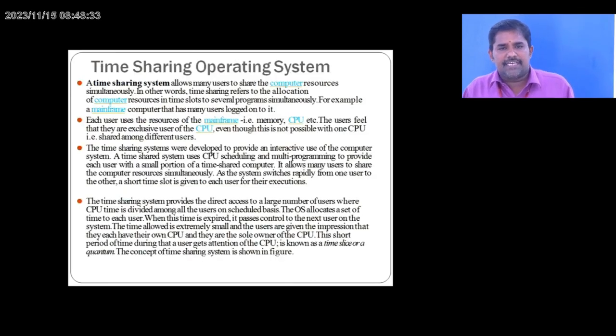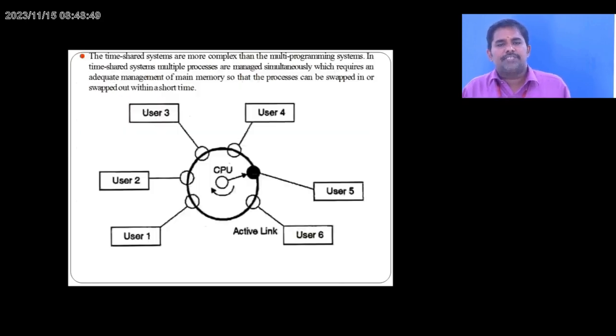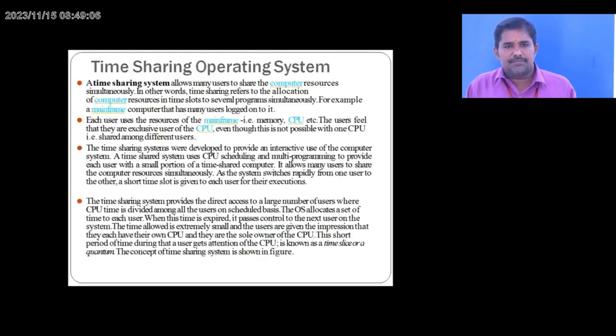The final thing is the time sharing operating system, where a user is allocated the CPU. We have discussed several types of operating system: multi-user on one hand and multiple CPUs on the other. Here we use the time sharing system, where different users, as in the diagram, are each allotted a particular time limit. The user utilizes the system within that time limit. That is called the time sharing system, in short.